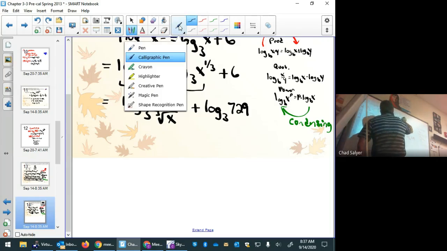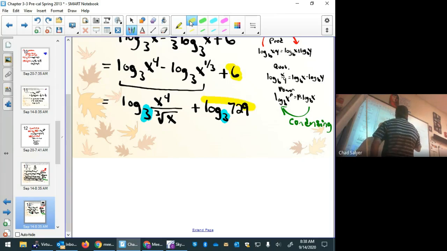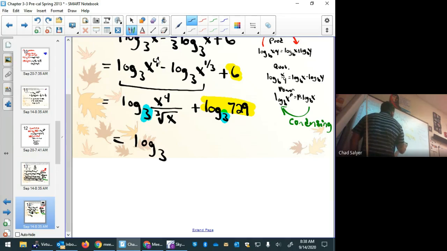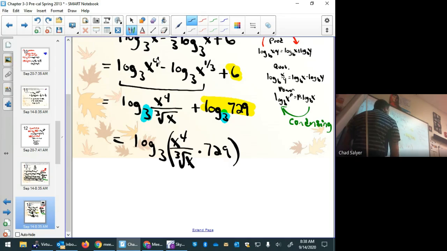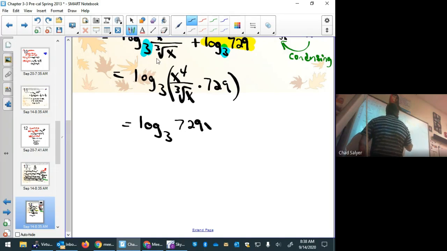And the reason why I chose 3 is because that was the base over here. So we want to rewrite this as a logarithm of the same base as the other term. Now I can combine these with the product property, and I can say log base 3 of x to the 4th over the third root of x times 729. And last step here, log base 3 of 729 x to the 4th over cube root of x.